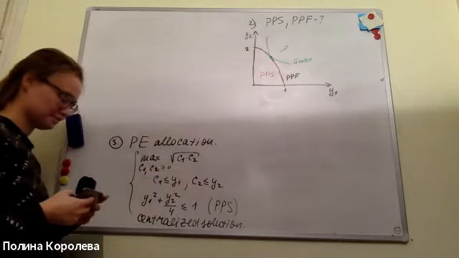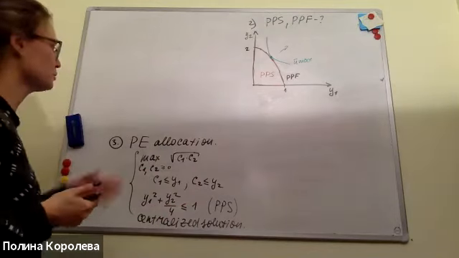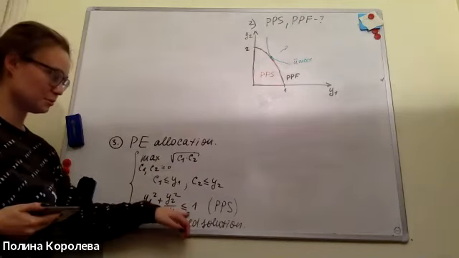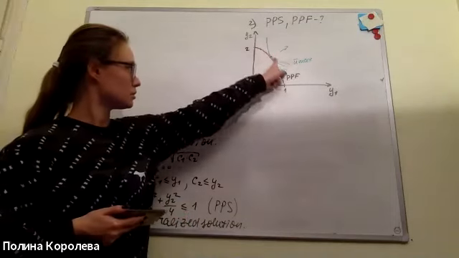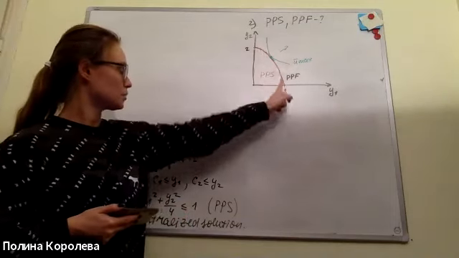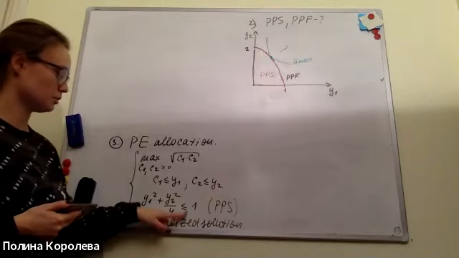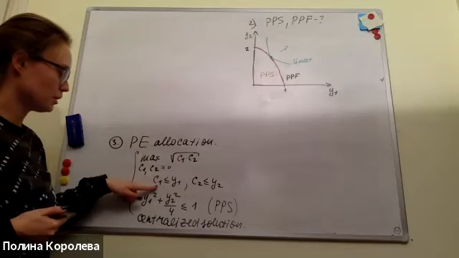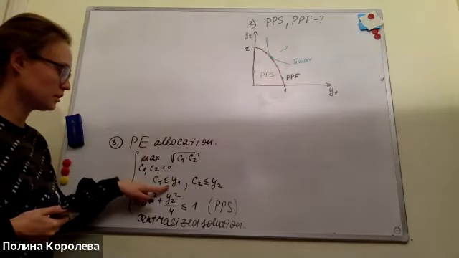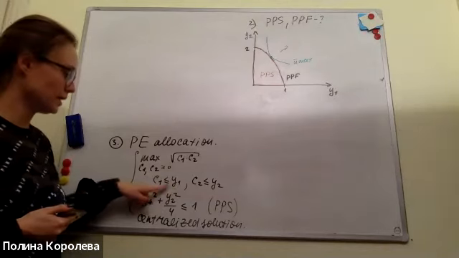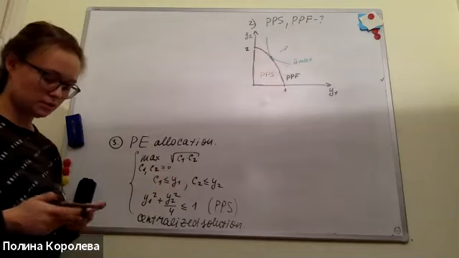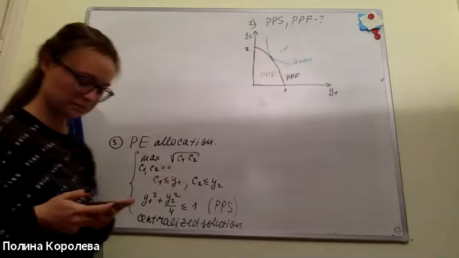Okay, let's solve. First of all, we should prove that we will work on the PPF, on this curve. So here will be equality, and here also there will be equalities, such that how much we consume should be equal exactly to how much we produce. We will not waste what we produce.